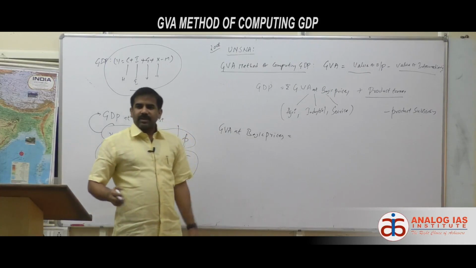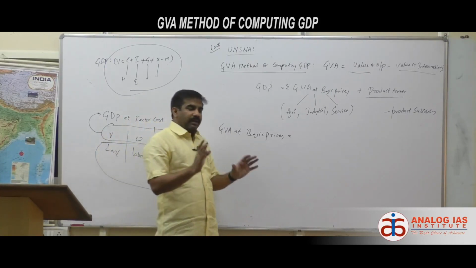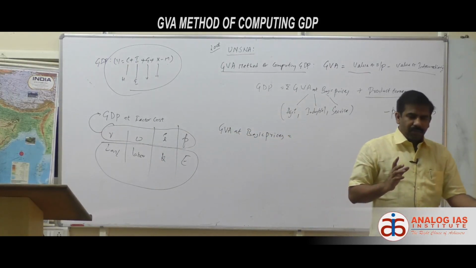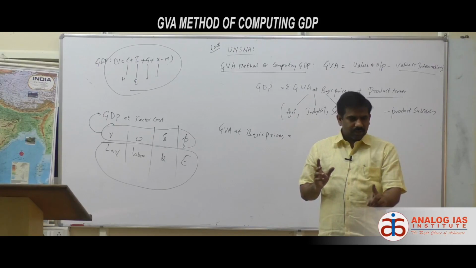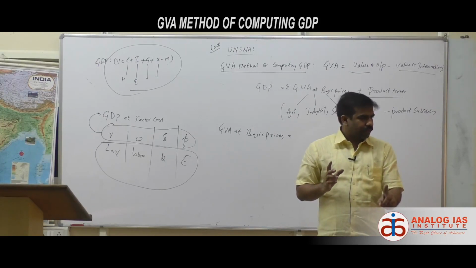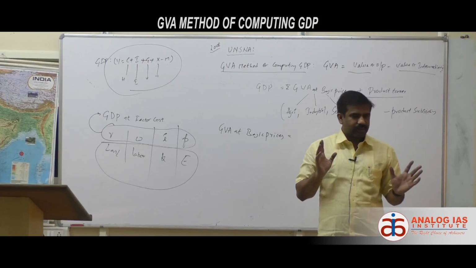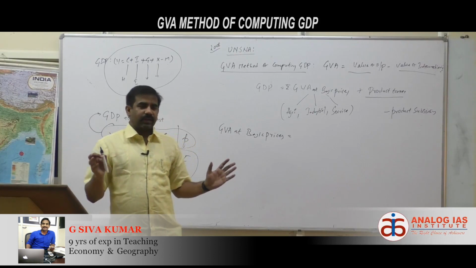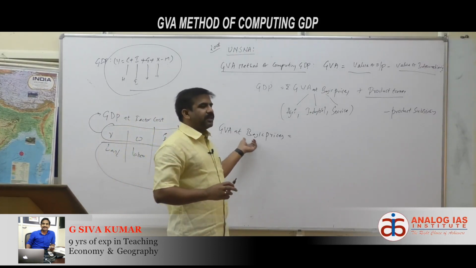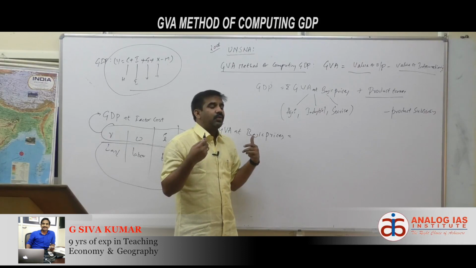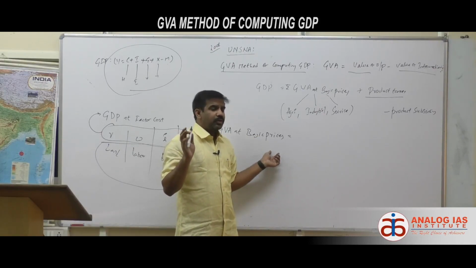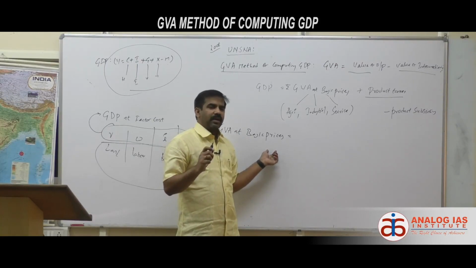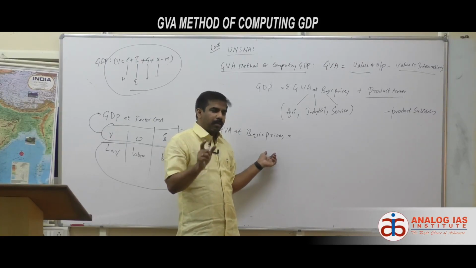GVA at basic price simply means the price received by the producer from the purchaser per 1 unit of output, excluding taxes and including subsidies. Simply let's say, the definition seems complex because I have not written it on a board. Just imagine I am the one who is producing a unit of output.